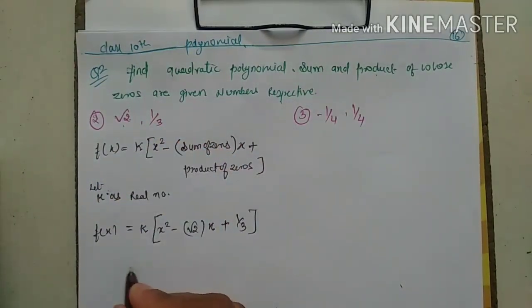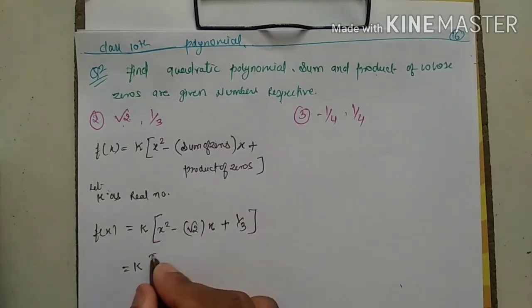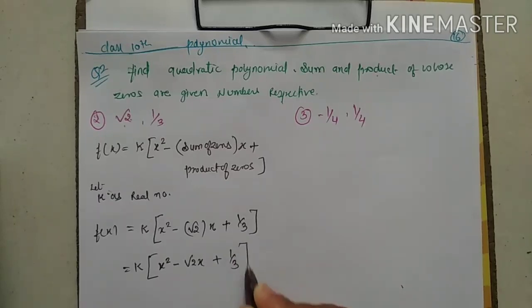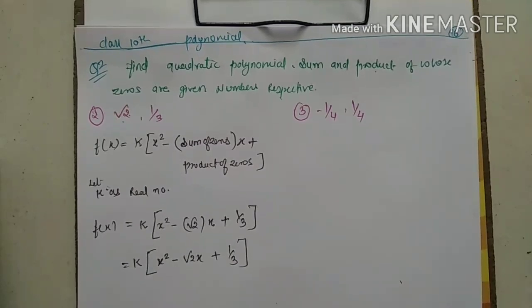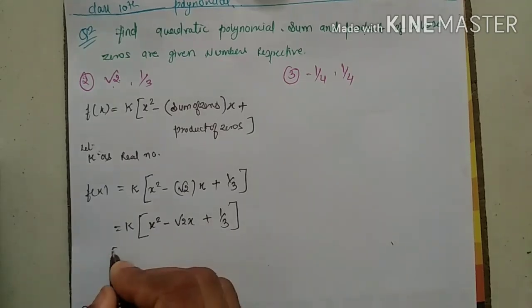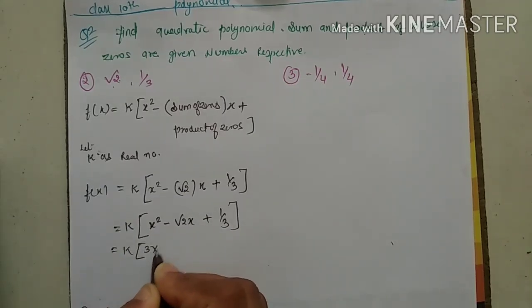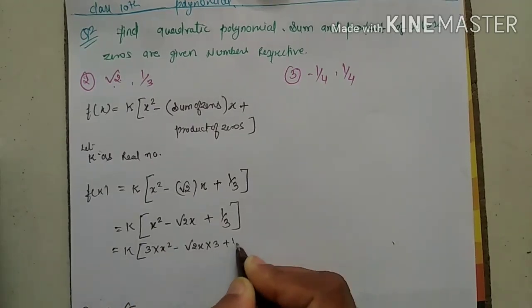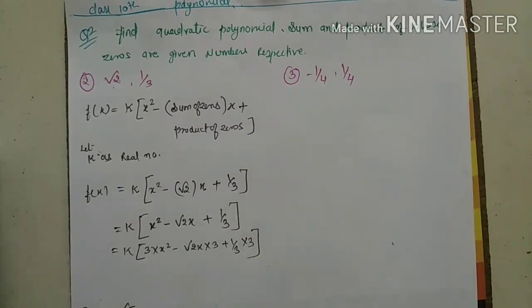Is it clear? Now come to the next. k put as it is because it is a real number; it can be any number, it can be 1 which is invisible. x square minus, if I open it, what I get is root 2 x plus 1 by 3. You have not seen any quadratic in this fraction form, so we have to convert it. So I will multiply this complete part by 3. So just see, k equals 3 into x square minus root 2 x into 3 plus 1 by 3 into 3. Is it clear? Solve it.